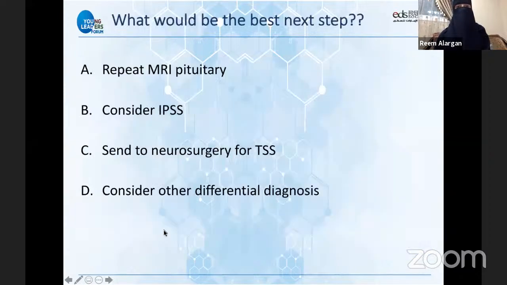So what do you think would be the best next step at this stage? Should we repeat MRI of pituitary, consider inferior petrosal sinus sampling, send to neurosurgery for transsphenoidal surgery, or consider other differential diagnoses? Again, you have 15 seconds to vote for this question.